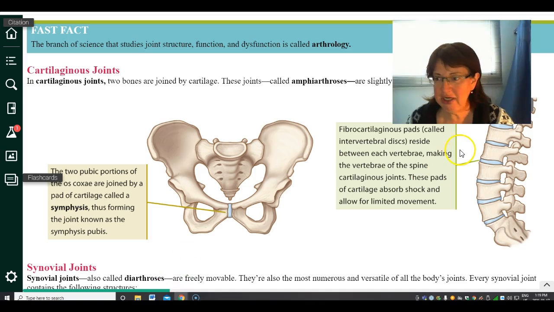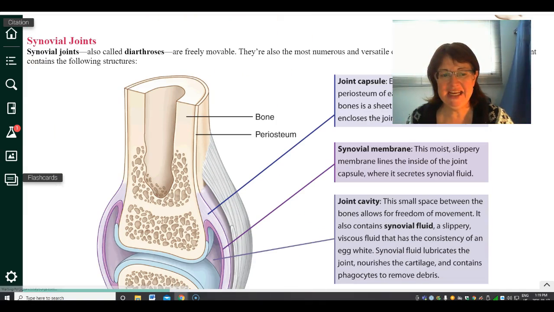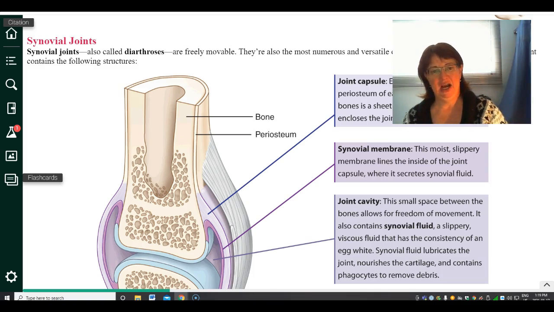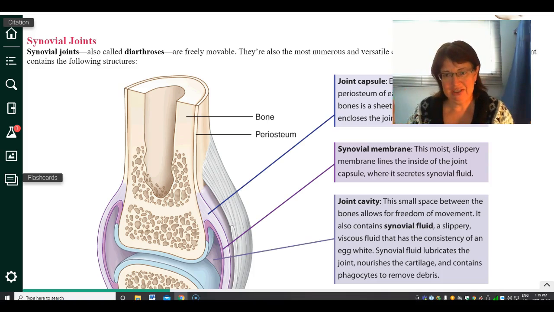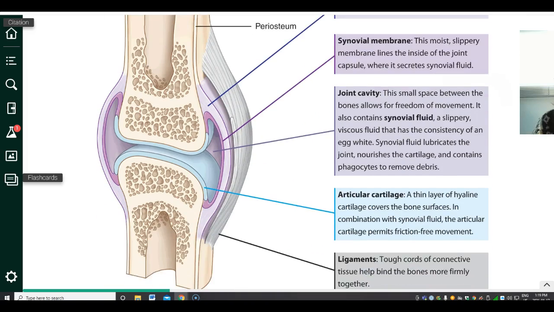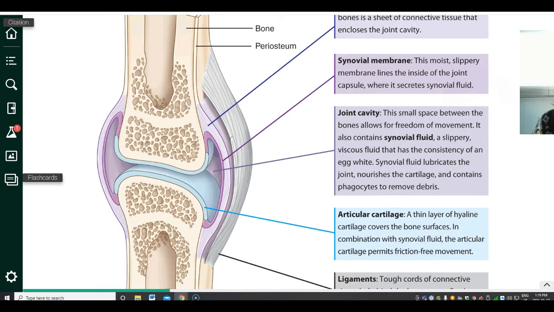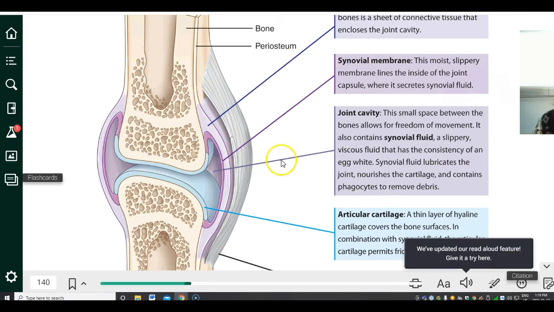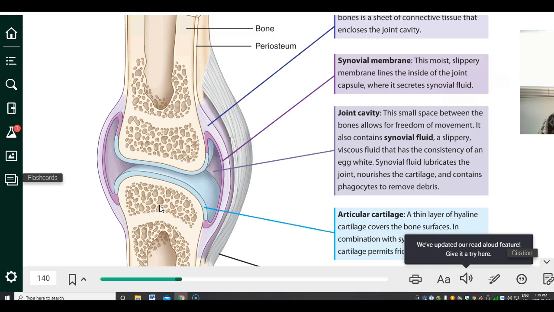The third type is really quite complicated. It is the synovial joint, and that's because it has synovial fluid, also called diarthrosis. Dia means through, so it can move through all of the movement. Diarthrosis is freely movable. There are numerous joints, very flexible, and they're actually quite complicated when we look at the structure. I won't ask you to be able to name every single structure, but I want you to realize this. So this is an example of, I think, the knee.